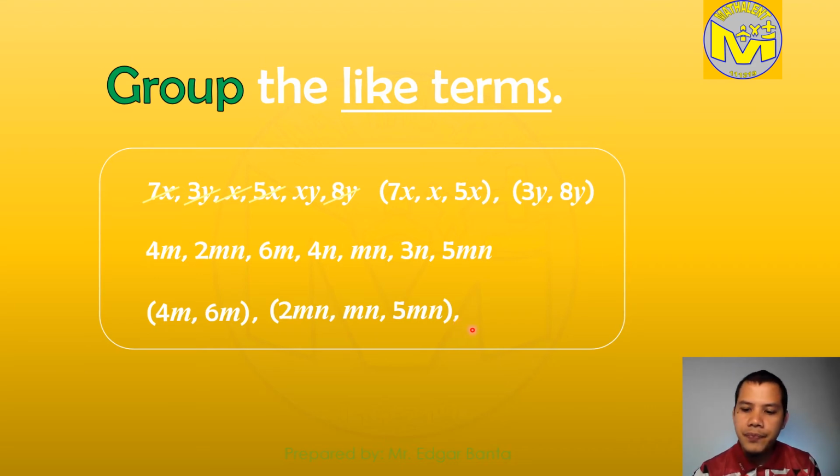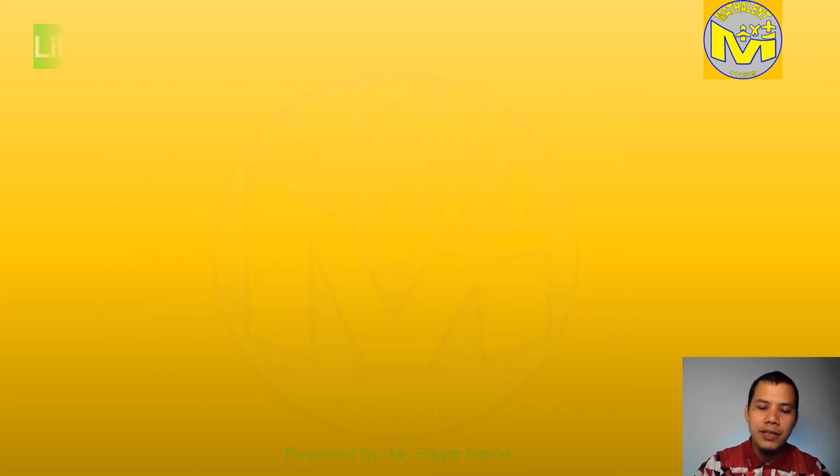Remember, MN is always before N. Again, MN is always before N. So, the last group is the group of N's. We have 4N and 3N. So, we are now finished with the groupings. Alright, let's go to the next slide.